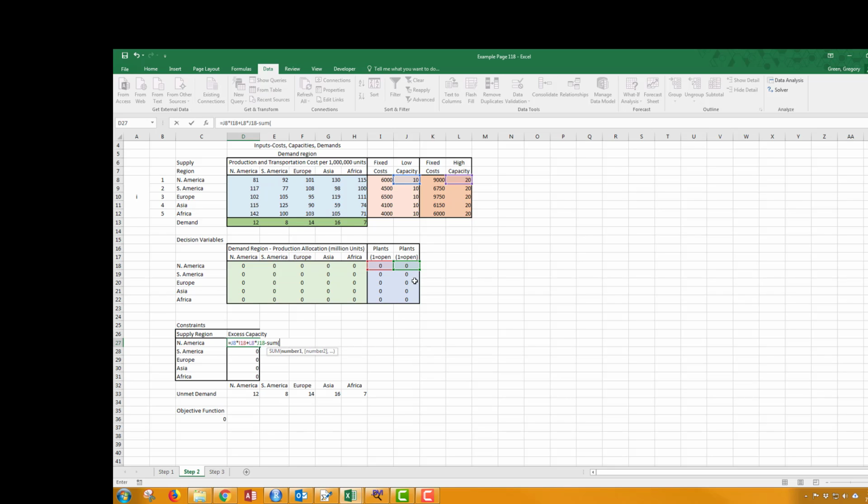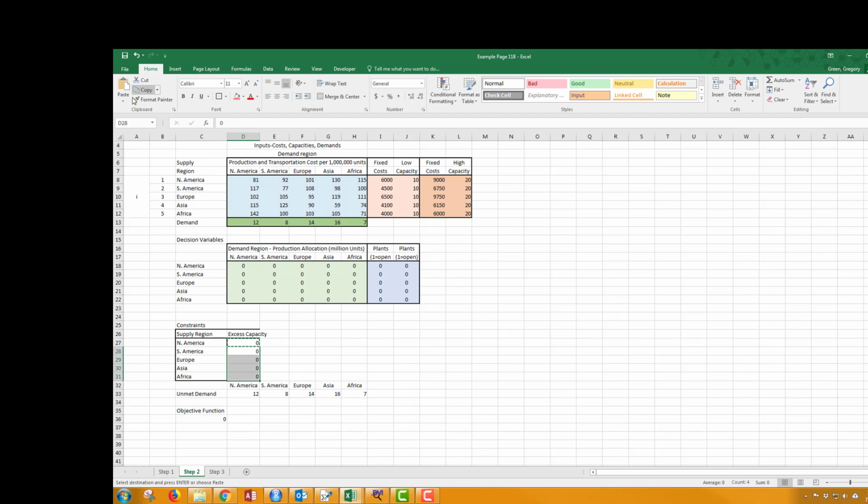Minus the sum. Now this time I'm looking at a particular facility across all markets. So the production in North America cannot add up to more than the capacity in North America. I close that off, and I can copy this down that row. Okay. And then I can check. I checked using F2, just making sure everything is highlighted correctly. Notice how I'm just kind of walking down one at a time.